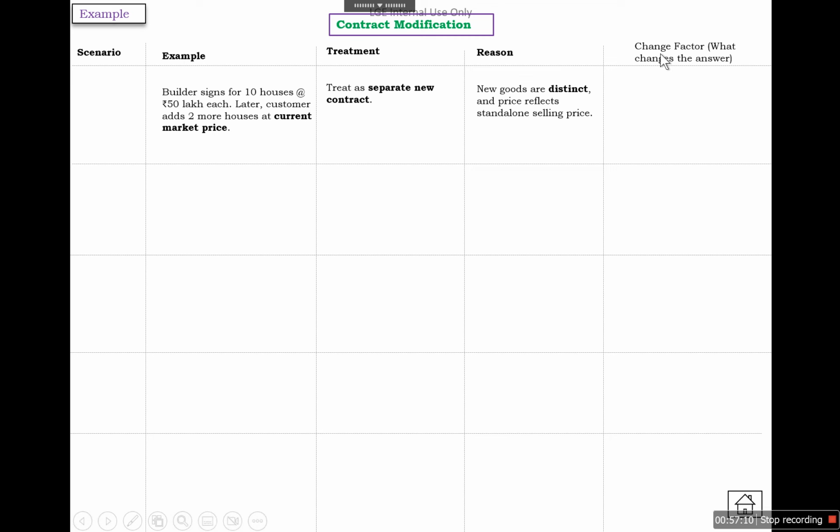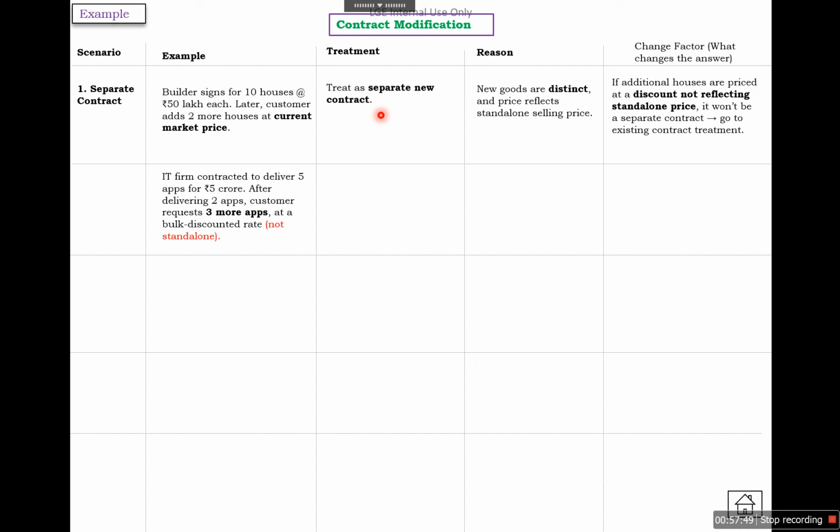So what change would alter the answer? The first condition is to check whether goods are distinct or not, and they are distinct. If the current market standalone price is changed, it will not be treated as a separate contract. Here two conditions are satisfied: goods are distinct and it is at the current market price, so it is considered a separate contract. If this condition is changed, the answer would have been different. So this is about the separate contract.